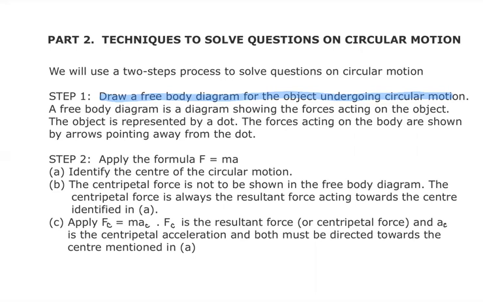In step 2, we apply the formula F = ma. Before we can do that, we must identify the center of the circular motion. The centripetal force is not to be shown in the free body diagram. The centripetal force is always the resultant force acting towards the center identified in part A. We apply Fc = mac. Fc is the resultant force or centripetal force, and ac is the centripetal acceleration, and both must be directed towards the center mentioned in A.